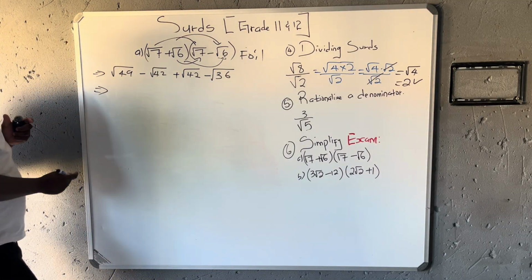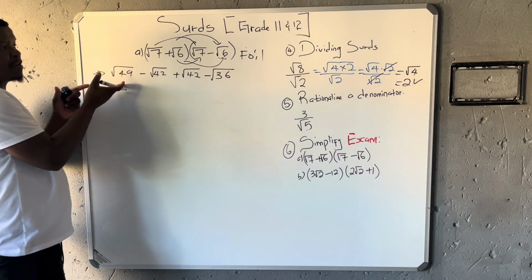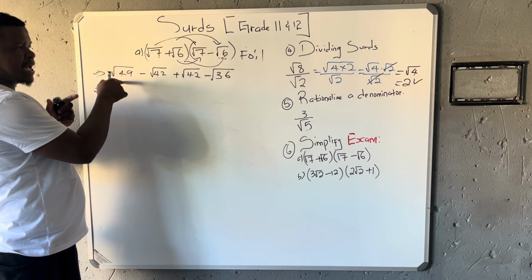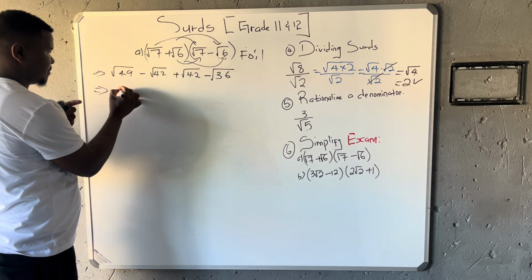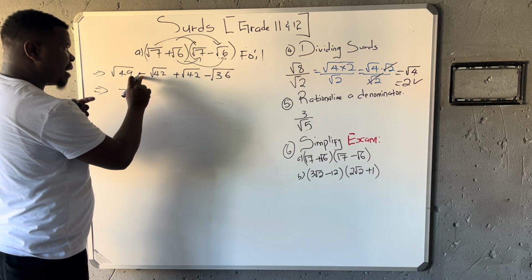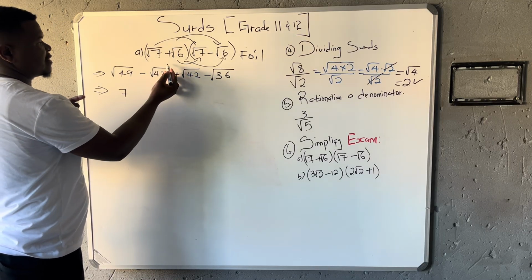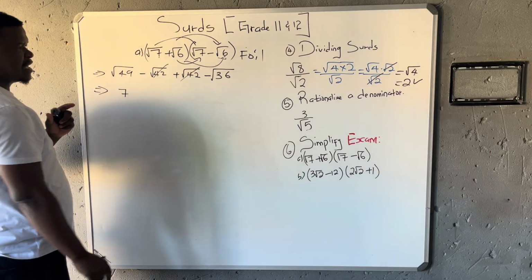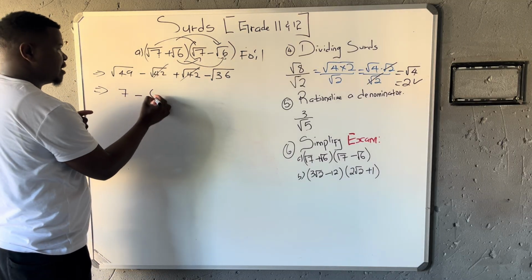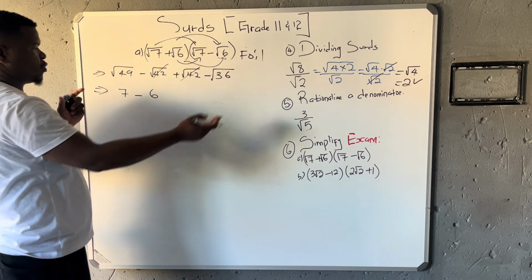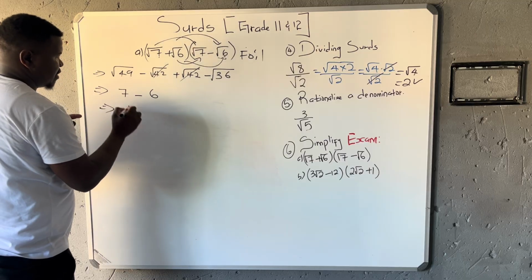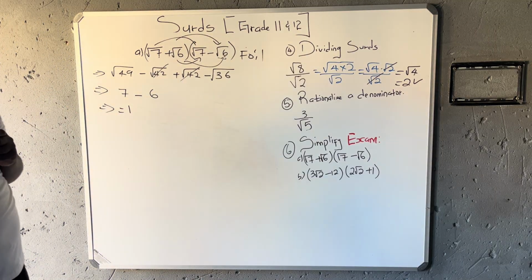Now, if possibly we have a perfect square, we simplify. If not, we leave it. But we do have 49, and the square root of 49 is 7. Now look at this. Square root of 42 minus square root of 42. Because they are the same, they don't exist anymore. Minus, what is square root of 36? It is actually 6, because 36 is a perfect square. So now it leads to 7 minus 6, which equals 1.